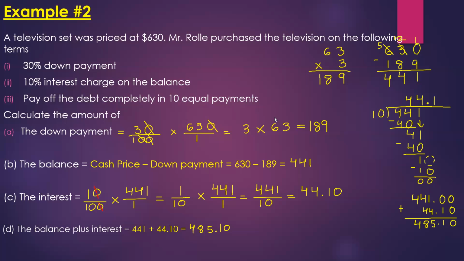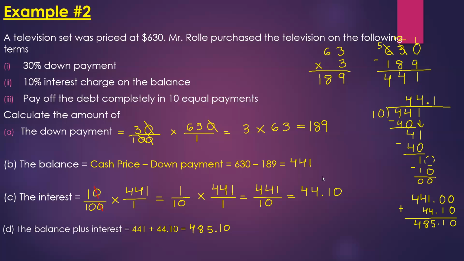And like all the workings on the side. Question B is asking you to calculate the balance. So you do the cash price minus the down payment, which would be 630 minus 189, which would give you 441. Working is right there.